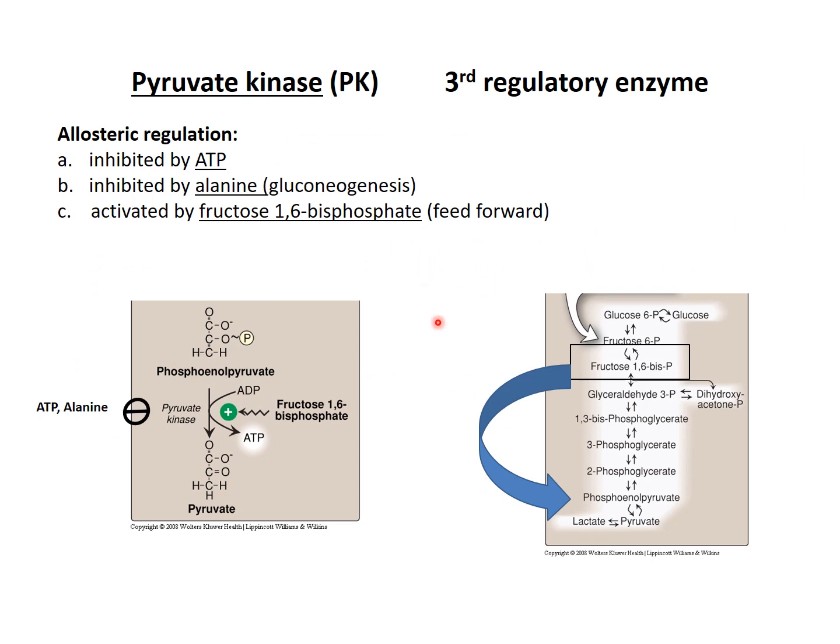And finally, the third kinase, pyruvate kinase, how is it regulated? Inhibited by ATP, inhibited by alanine, which is the signal for the liver that gluconeogenesis needs to be done, and activated by fructose 1,6-bisphosphate, which is produced earlier in glycolysis by PFK1, and it sends the signal to this PK enzyme a little bit later to be ready because molecules are coming down in the glycolytic pathway.